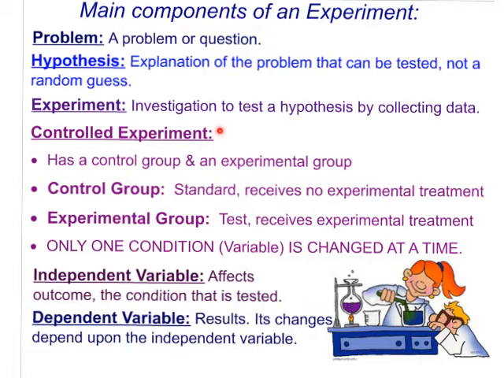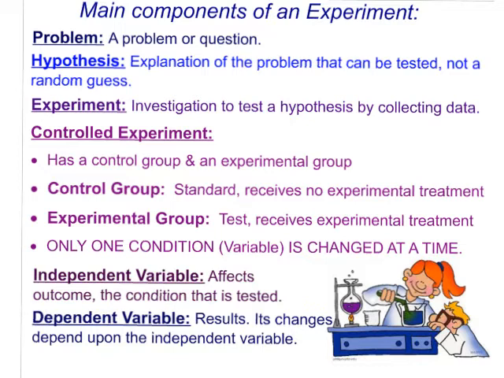A controlled experiment has some very specific things that are characteristic of it. It has a control group and an experimental group. What are those, you might ask? Well, a control group is the standard. It does not get any experimental treatment. The experimental group, on the other hand, is the test. We see what happens when we have this experimental group because it receives experimental treatment.